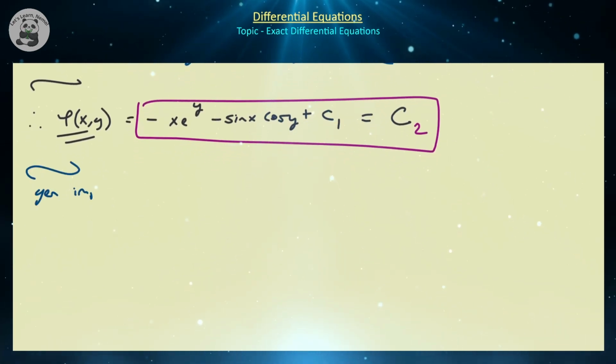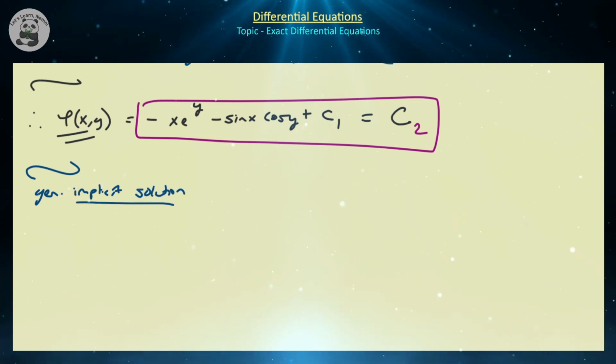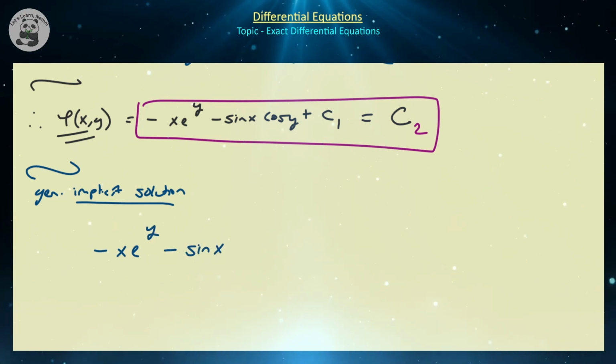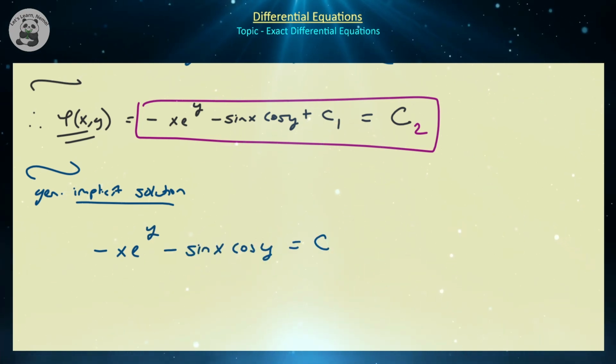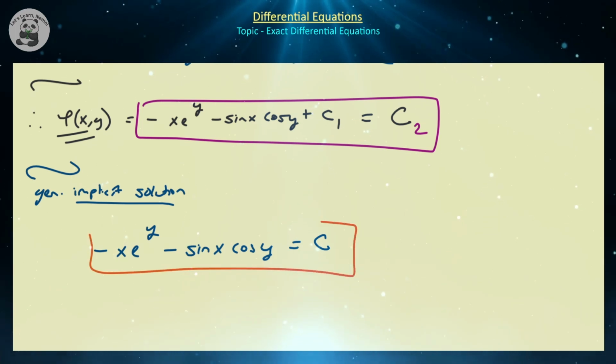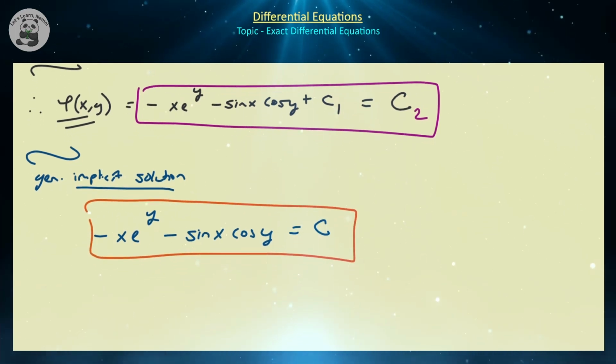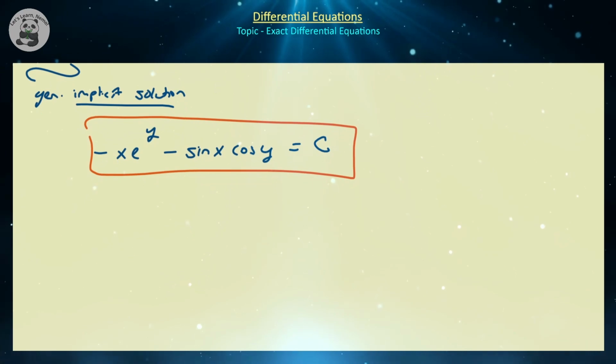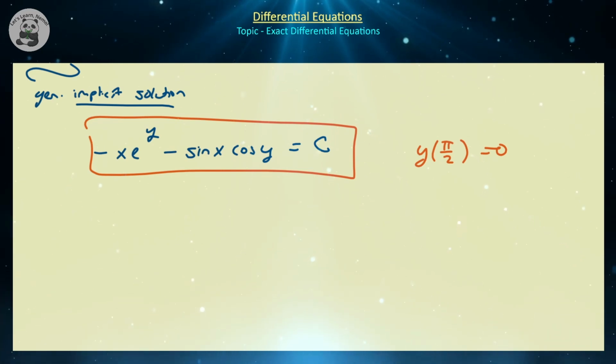So our general implicit solution is going to be equal to minus x e to the y minus sine x cosine y is equal to some arbitrary constant c. Alright, so that's the hard part. Now we just need to figure out what constant c allows us to find our particular solution for this initial condition. Alright, so when x is equal to pi over 2, keep in mind this is going to be x and this is going to be y, what are we going to be left with?